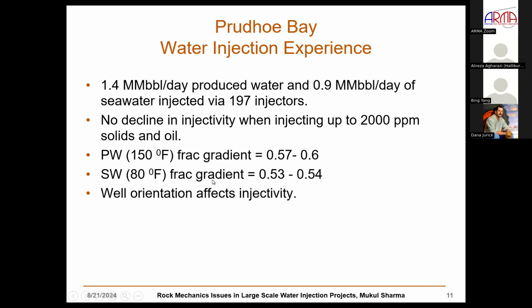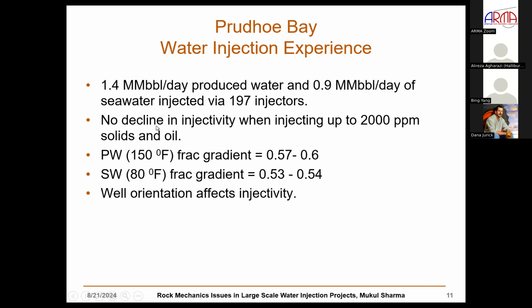Now, while we were doing this project, we were also involved in Prudhoe Bay, which was at that time injecting about 1.4 million barrels a day of produced water and 0.9 million barrels a day of seawater. So produced water and seawater were being injected. We have about 197 injectors. This is still going on. There are about 200 injectors right now, and the volumes are a little bit larger than this.